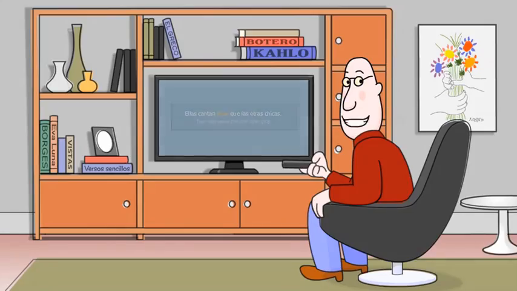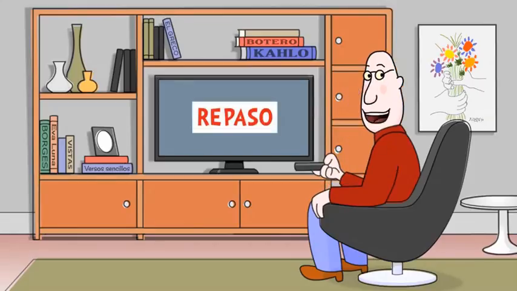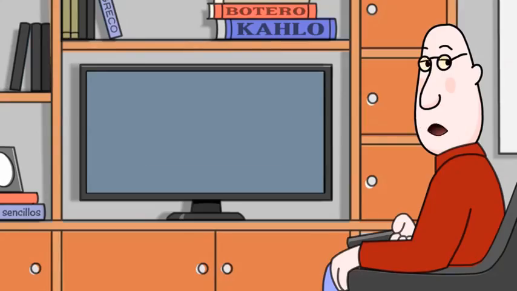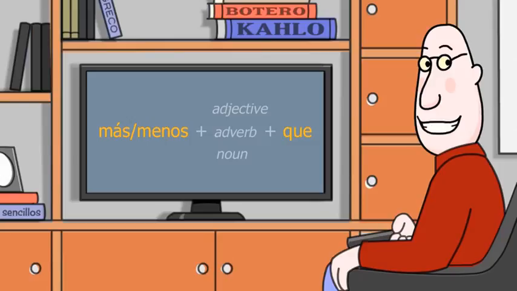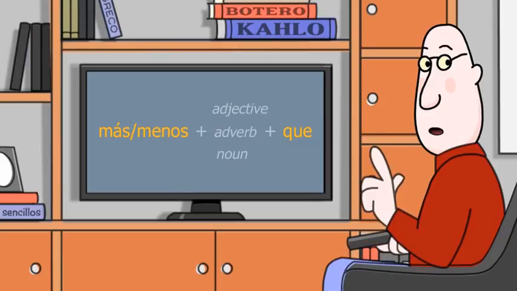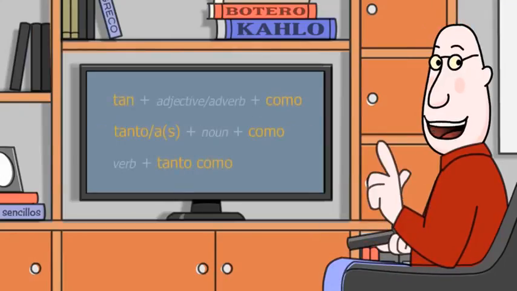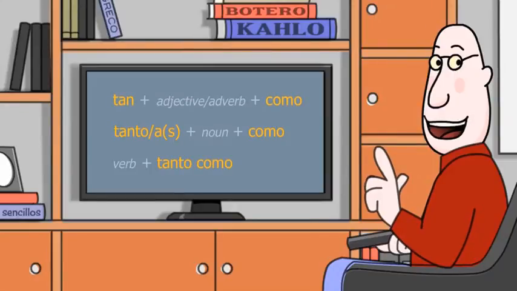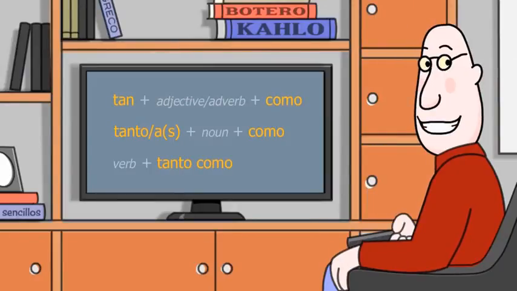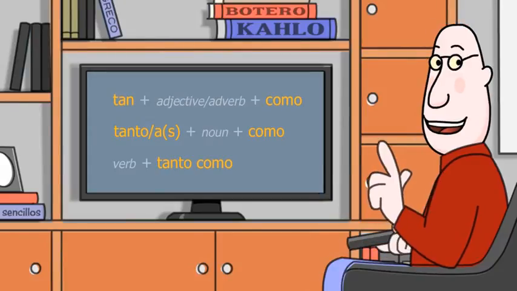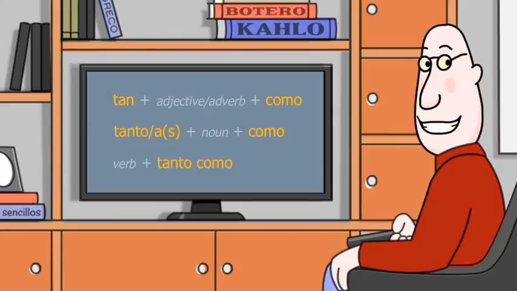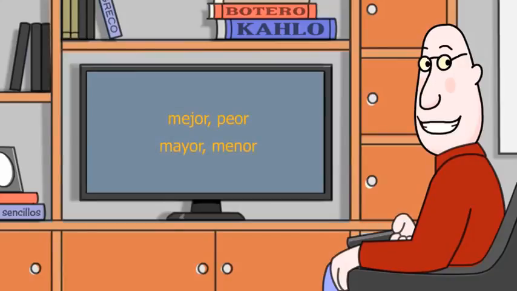¡Tanta información! So let's recap. You learned to make comparisons of inequality with más or menos and que. And you learned to make comparisons of equality with tan and como for adjectives and adverbs, a form of tanto and como with nouns, and tanto como with verbs. Finally, you learned the irregular comparative forms of some adjectives.